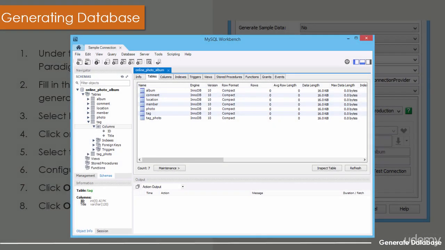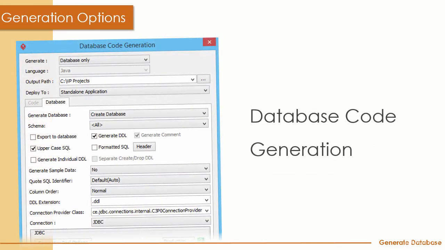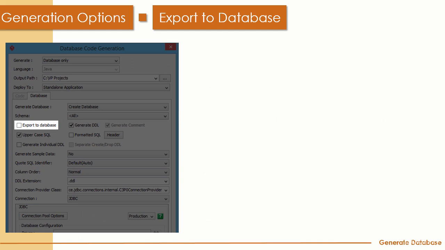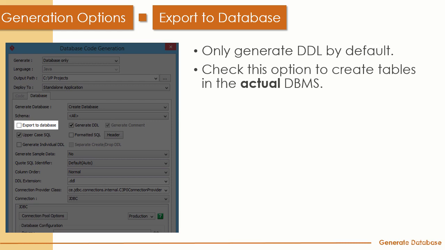let's continue to talk about database generation options. First of all, we use the export to database. By default, this export to database is turned off. The reason is the export to database means you generate directly to the database, you connect to the database engine. And in case you don't have the database right away with you, then you don't check it, then you just generate the DDL. Because I'm doing a demonstration, I generate directly.